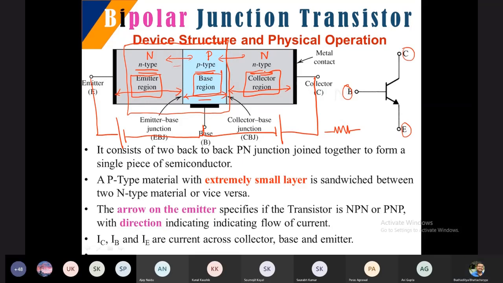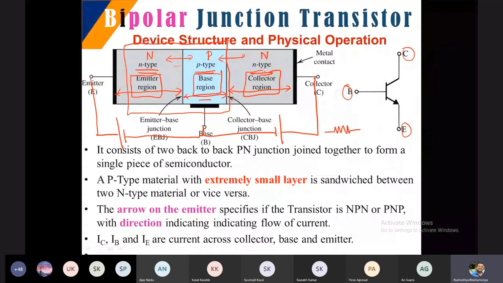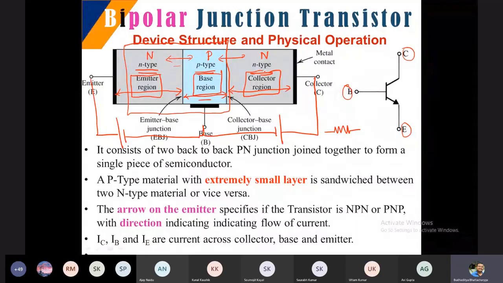Am I clear? So if this is the structure of the NPN transistor, the movement of electrons will initiate a kind of current throughout the device. And if you observe here carefully, one very important thing: if you have this N-type semiconductor over here, the majority carrier, as rightly pointed out, is electron.